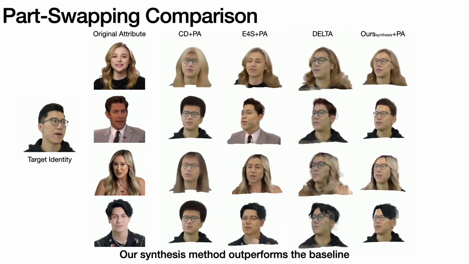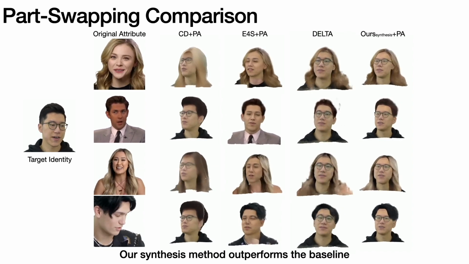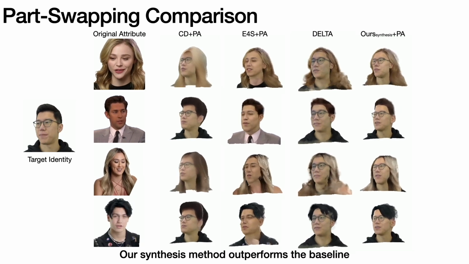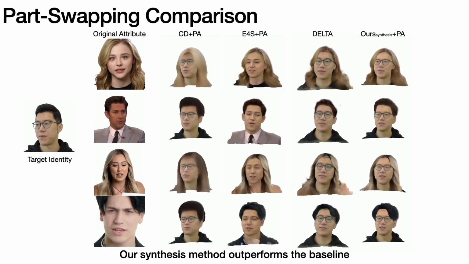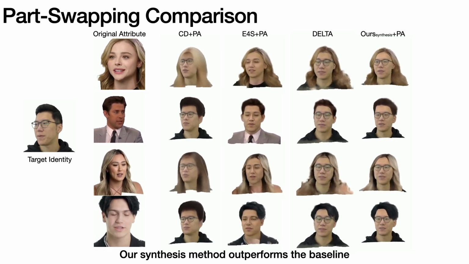We compare our method with the baseline. Our synthetic DB generation method shows that the target identity is best preserved compared to other baselines. Also, we show that the original attribute is most accurately transferred and naturally synthesized.